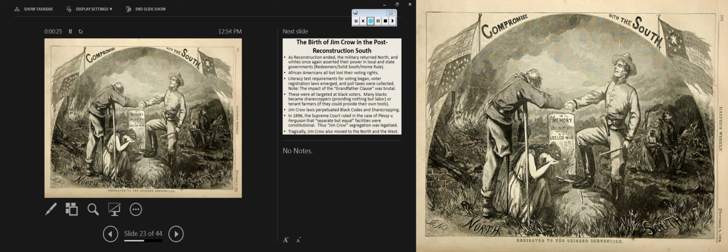We left off with the Compromise of 1877. It brings about an end to military occupation and Reconstruction in the South. This is another Thomas Nast cartoon that would have been published in Harper's Weekly.